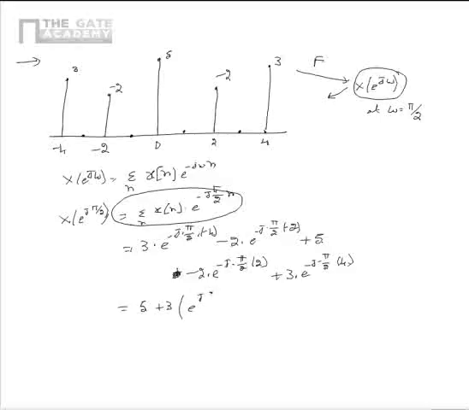This can be simplified as 5 plus 3 multiplied by e power j2 pi plus e power minus j2 pi, then minus 2 multiplied by e power minus j pi plus e power j pi. So this can be simplified as 5 plus 3 into 2, because e power j2 pi is 1, then minus 2 multiplied by minus 2. This is because e power minus j pi is minus 1. So which upon simplifying becomes 15.